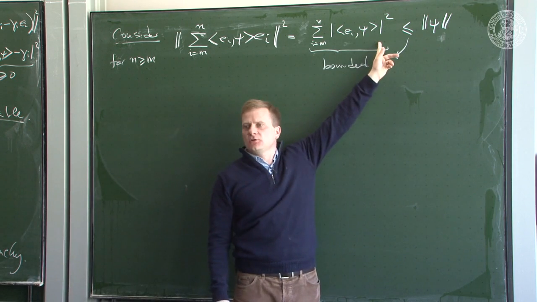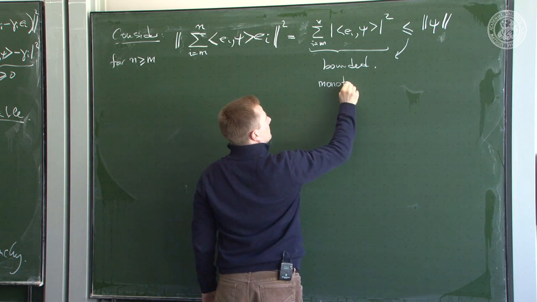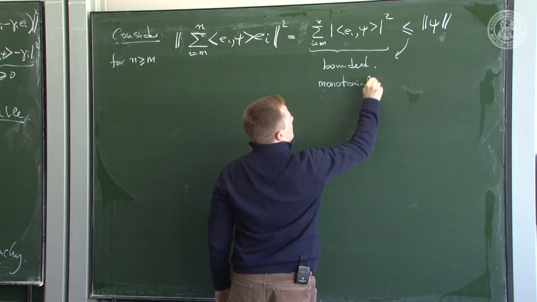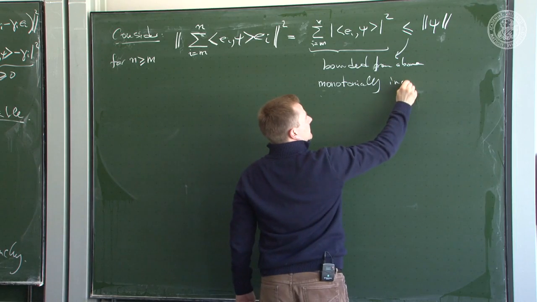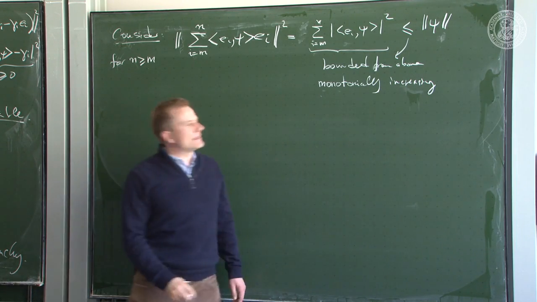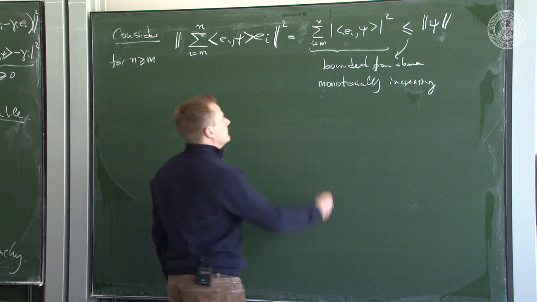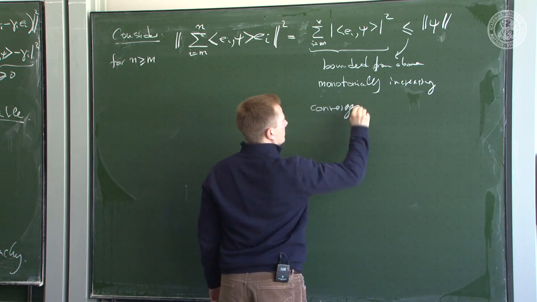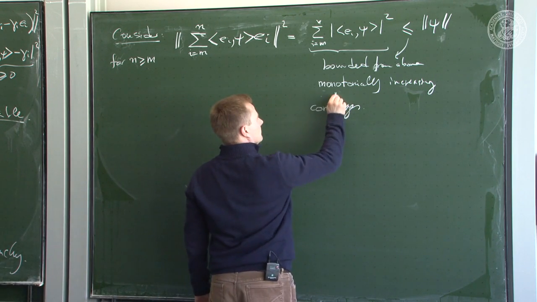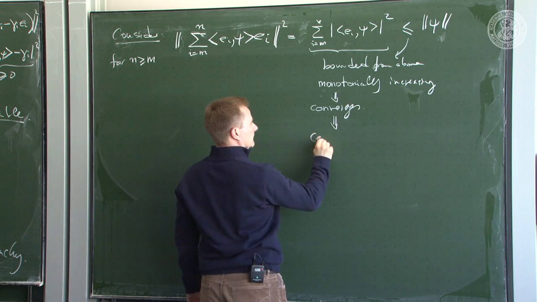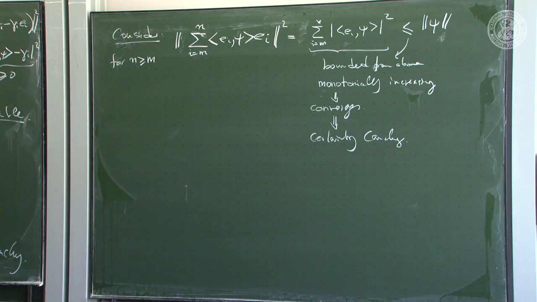From the fact that it has only non-negative summands, we know that it's increasing. It's monotonic. So it's bounded from above, if you want to be very precise, and it's monotonically increasing. What do we know about a sequence that's monotonically increasing and bounded from above? It converges. Okay? That's right. If it converges, it is certainly Cauchy, because any convergent sequence is Cauchy.